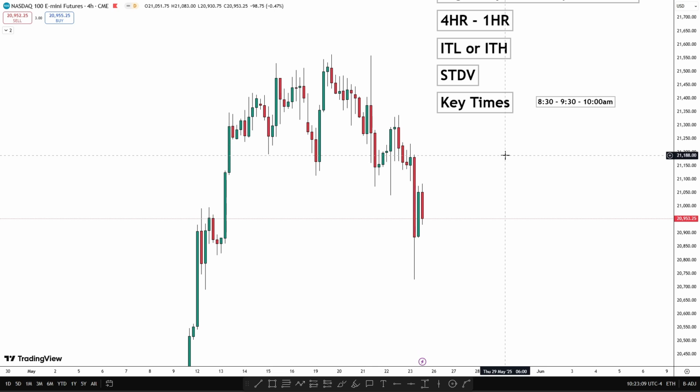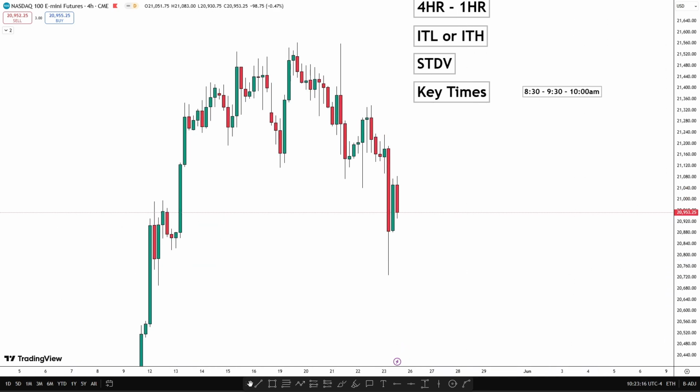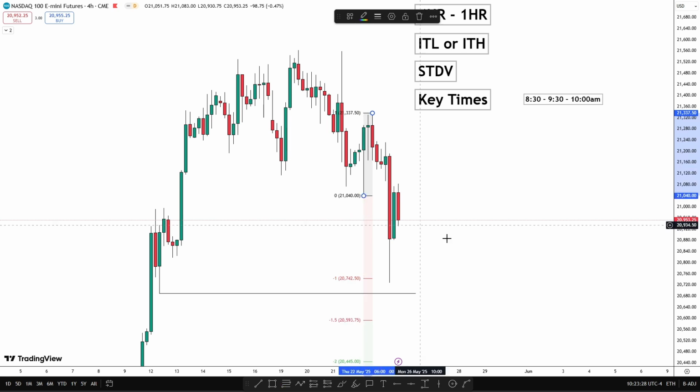Unfortunately, I didn't find any entry models on Friday. The price action was a bit bad in my opinion, but I had this key zone right here. So what does this zone align with? Our manipulation leg, downtrend, manipulation higher, fill an imbalance, and then continue the trend lower. So we're measuring the high to the low of this.